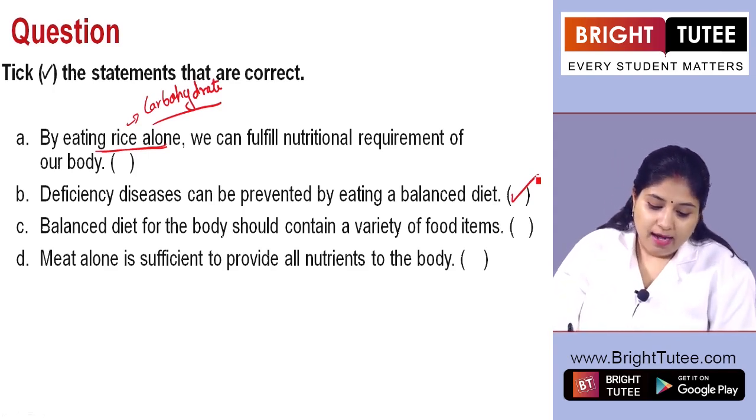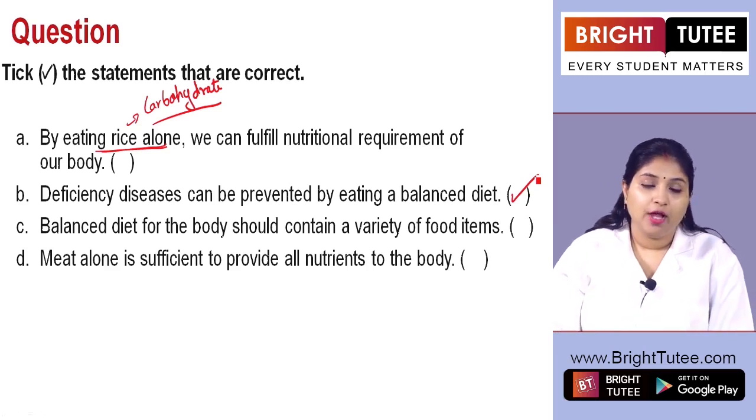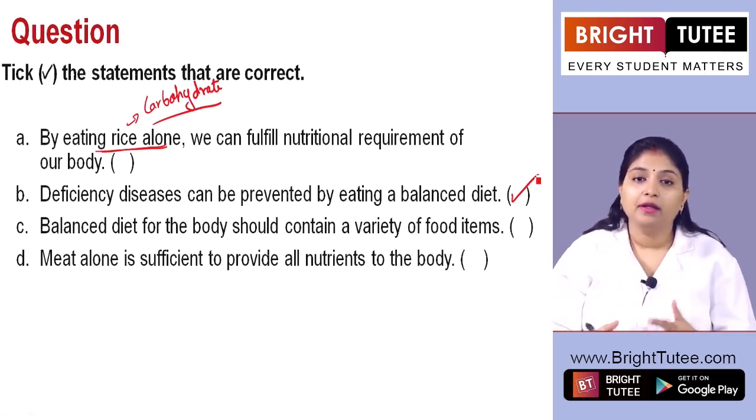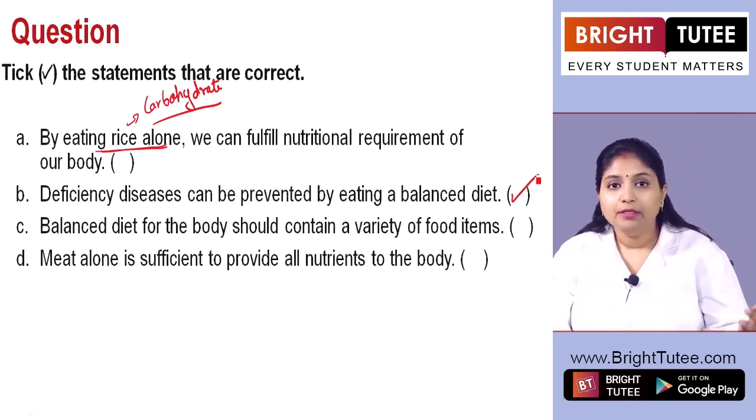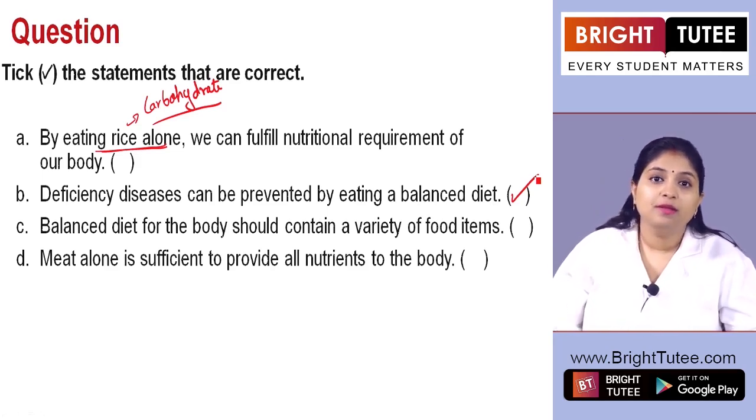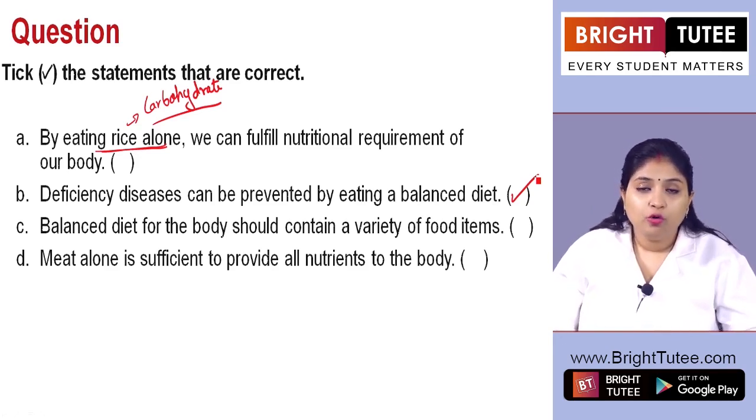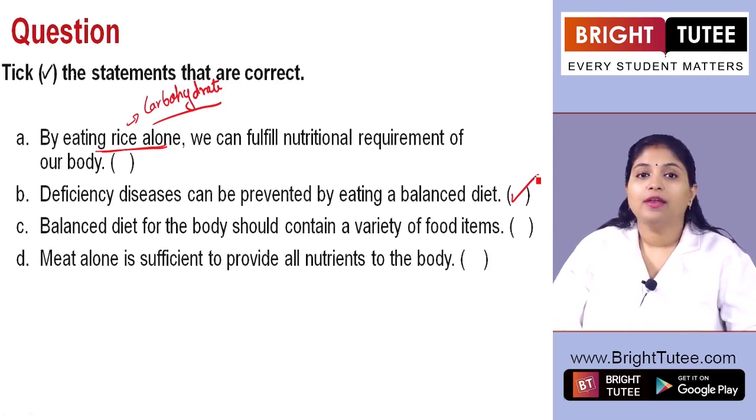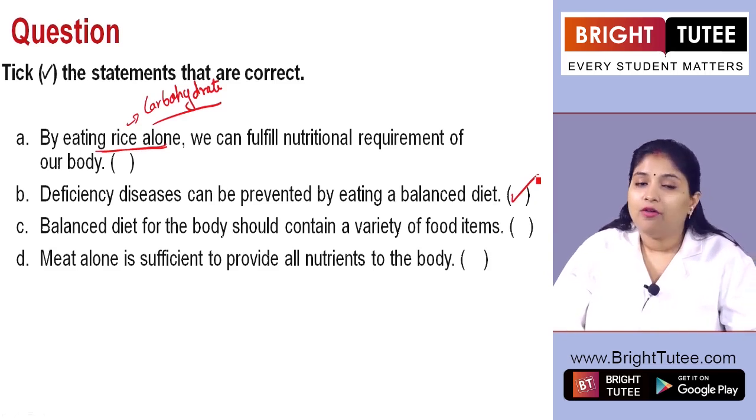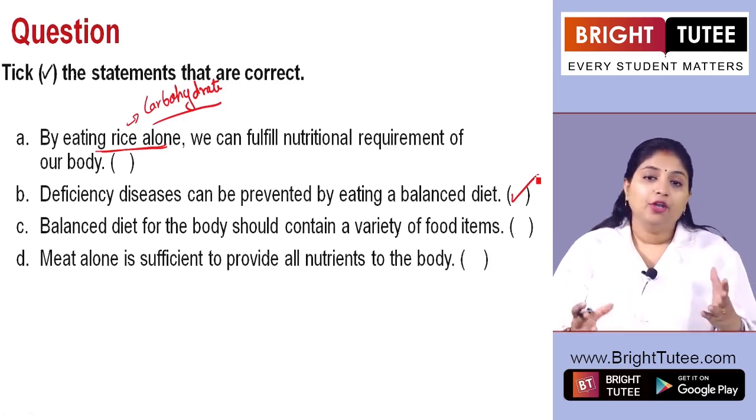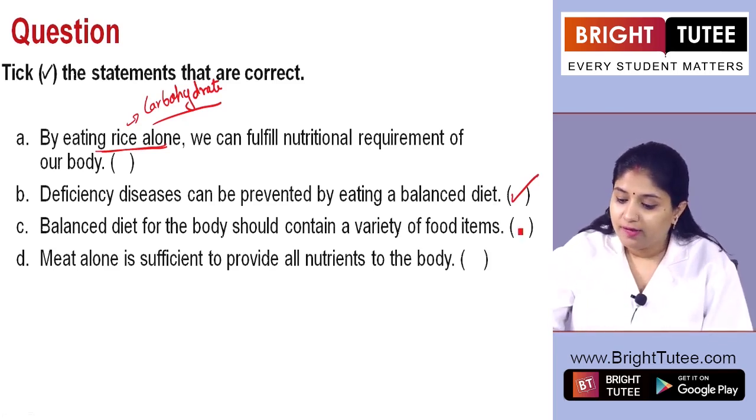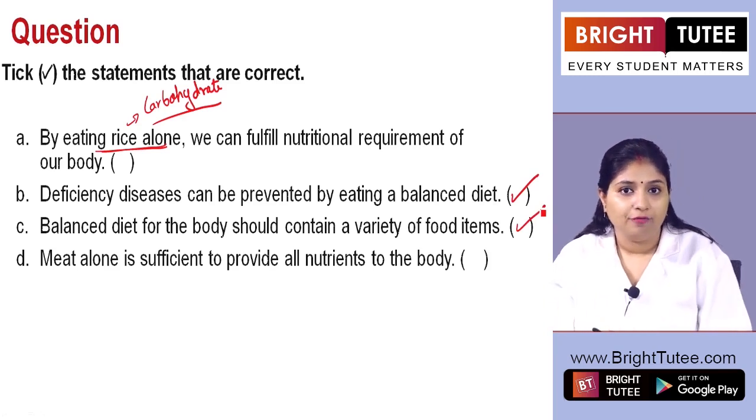Then next, balanced diet for the body should contain a variety of food items. So this is also a correct statement, because different food items are abundant in different nutrients. For example, for carbohydrate we need rice or wheat. Then for fiber we need vegetables and fruits. Then for different vitamins and minerals we require green leafy vegetables and fruits, right? And then for protein we require pulses, meat, and all these things, right? So definitely a variety of food needs to be included if we want to make our diet a balanced one, right? So this is also a correct statement, so we will put a tick mark in front of it.